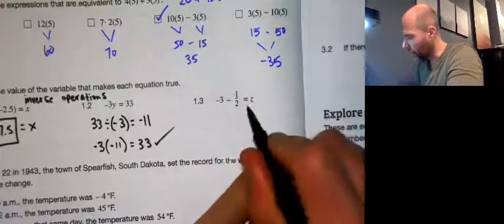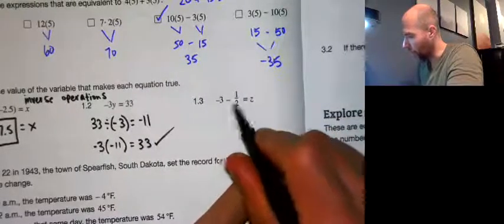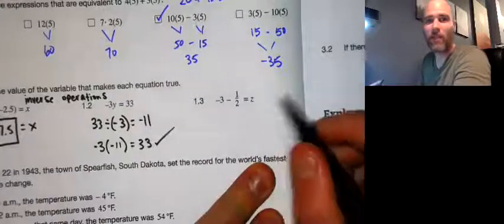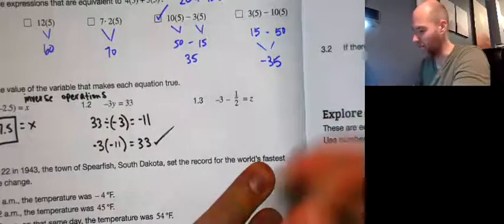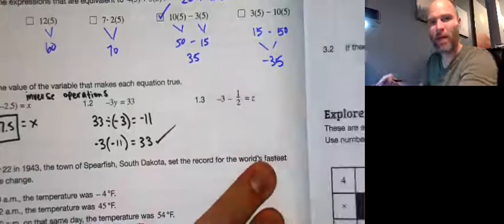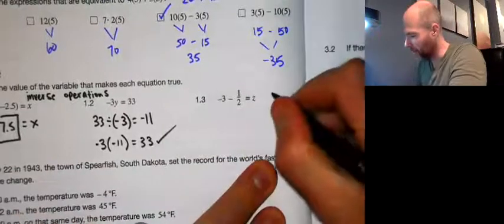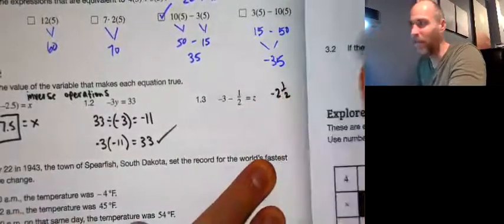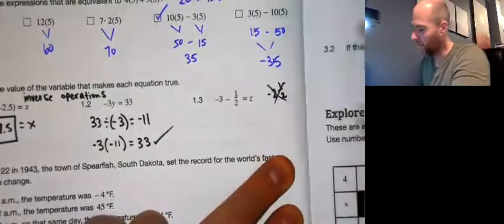All right, and then the last one, let's see here. -3 minus 1/2 equals z. All right, so this is the type of question that I know a lot of students mess up because it's tempting to want to do 3 minus 1/2 and get -2 and 1/2 as your answer. That would be an incorrect answer.